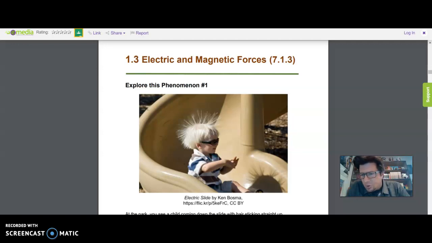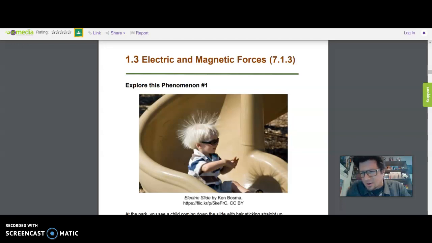Okay, and here is your science for the day. 1.3 electric and magnetic forces. I know you guys have done this before. I'm sure each one of you guys has gone down one of these slides at one point in your life, whether it was at the McDonald's play place or school or the park or wherever, but something magnetic happens.